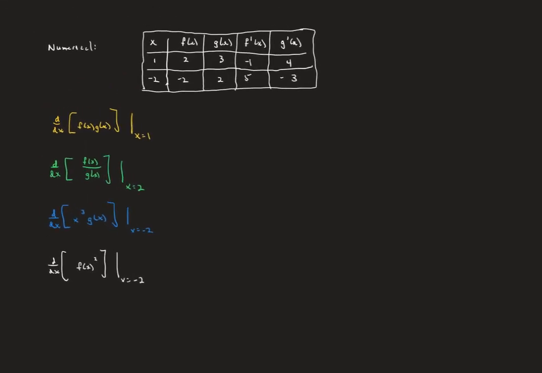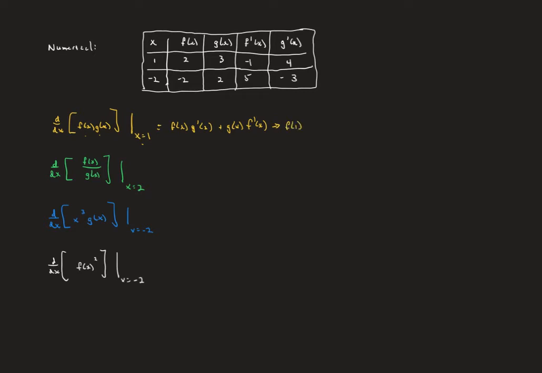So we have a table here where we have f, g, and the derivative of f and the derivative of g at a couple of values, x equals 1 and x equals negative 2. So let's see if we can use the appropriate rules here. We're going to take the derivative of f times g and evaluate that at 1. So first we're going to use our product rule. We have the first, f of x, times the derivative of the second, plus the second times the derivative of the first. And then we're going to evaluate all of those at 1.